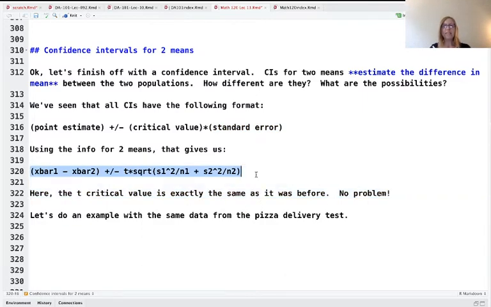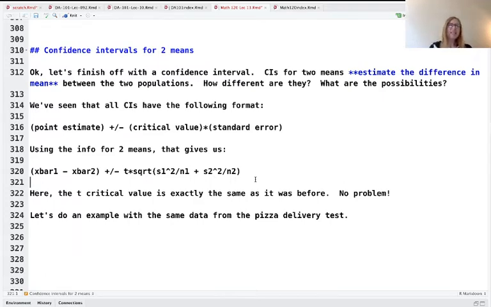So if we put it all together using our point estimate and standard error for two means, here is the formula for the confidence interval. Might look like a mess at first, but it's really not too bad to use. The t critical value is exactly the same as our ones before. I'll show you again if you forgot how to find those. Easy peasy, plug and chug.